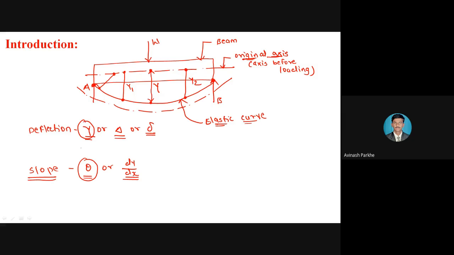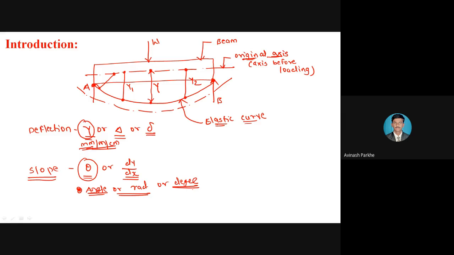Deflection is always measured in mm, meter or centimeter because it is a distance, but slope is measured in the form of theta, which means it is measured in terms of angle or radian. You will get theta in the form of an angle, that is, in degrees, or sometimes in radians.